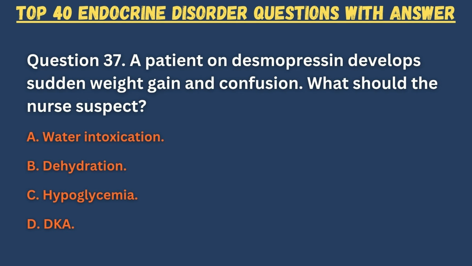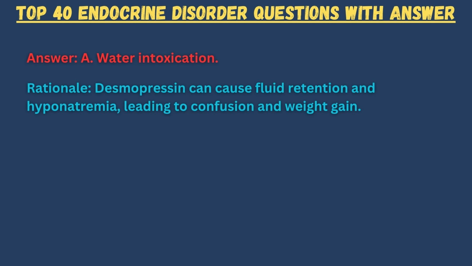Question 37. A patient on desmopressin develops sudden weight gain and confusion. What should the nurse suspect? A. Water intoxication. B. Dehydration. C. Hypoglycemia. D. DKA. Answer. A. Water intoxication. Rationale. Desmopressin can cause fluid retention and hyponatremia, leading to confusion and weight gain.